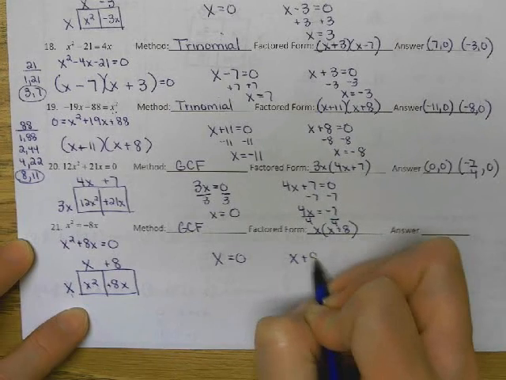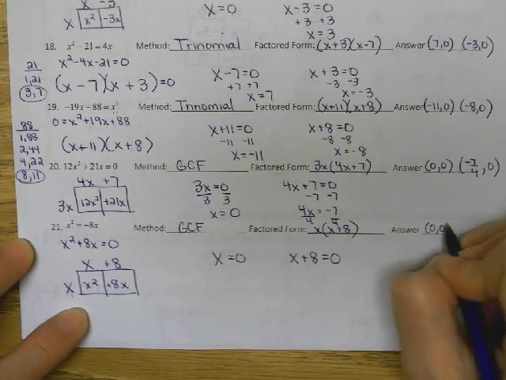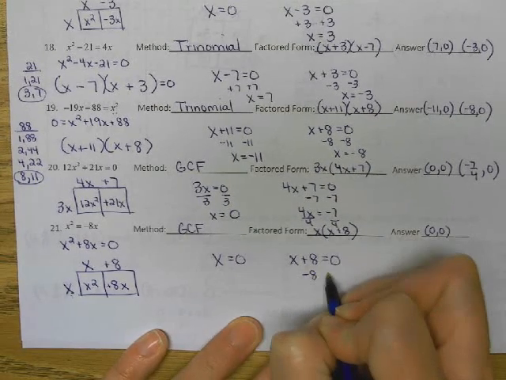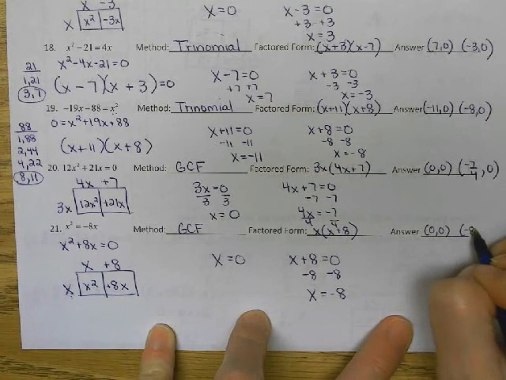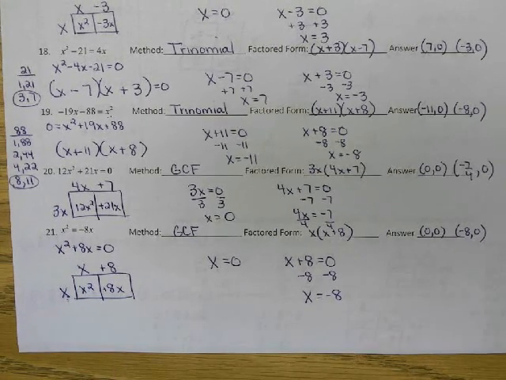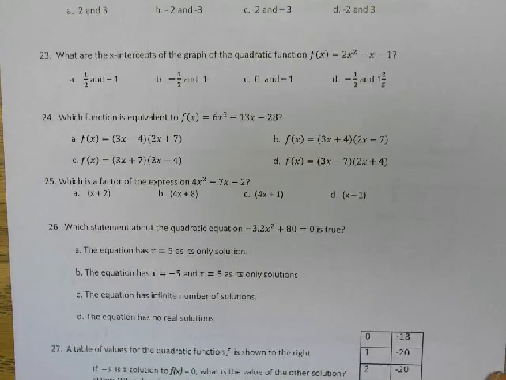If I want to solve, I'm going to set them both equal to 0. This one is already solved, so 0, 0. Right here, I just need to go ahead and subtract that 8, and I get negative 8. All right. So we did a little bit of all of them. We did complex trinomials, simple trinomials, dots, GCF. All right. So flip on over to the other side.